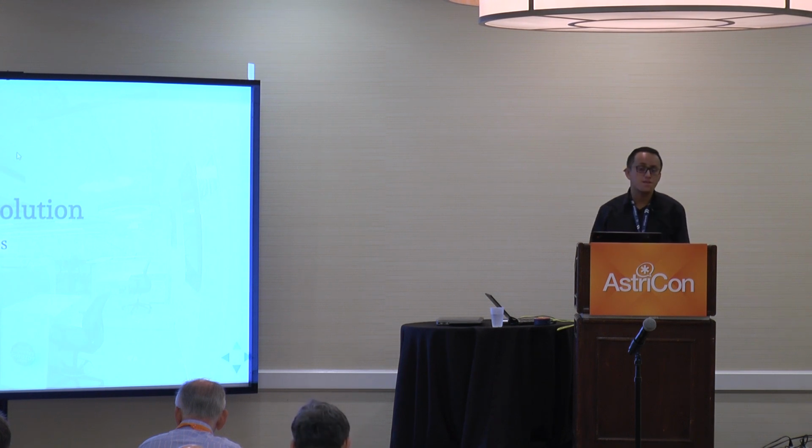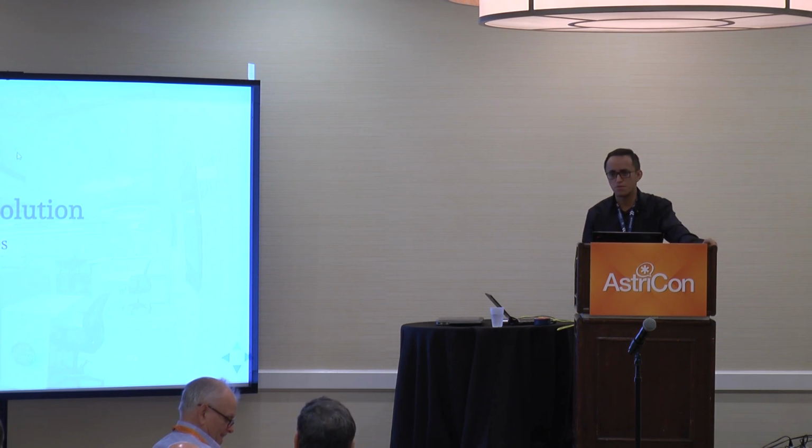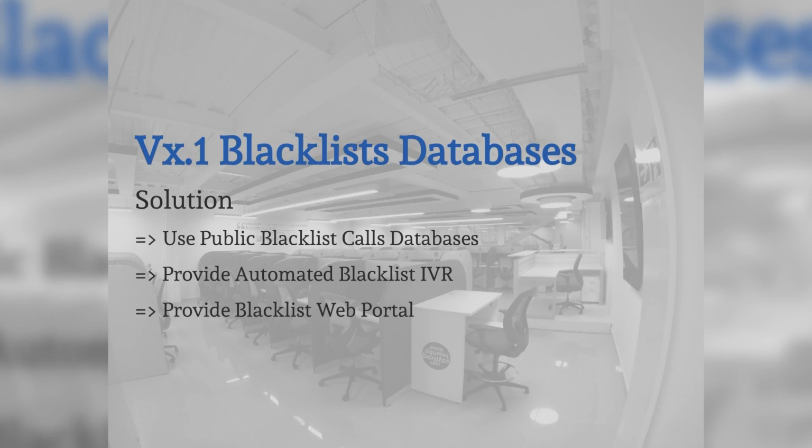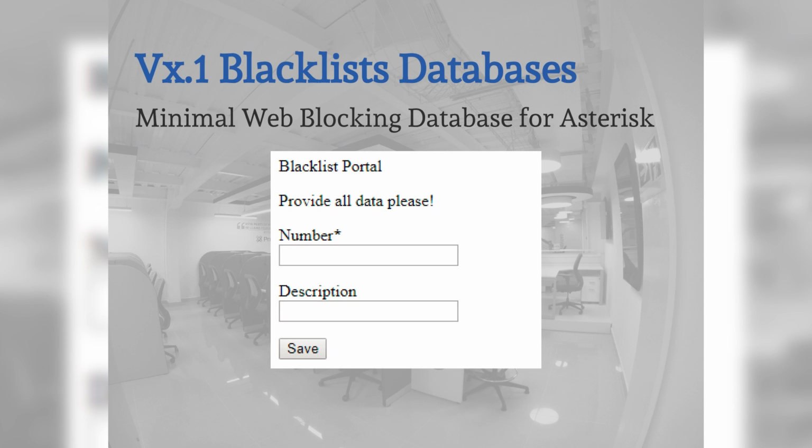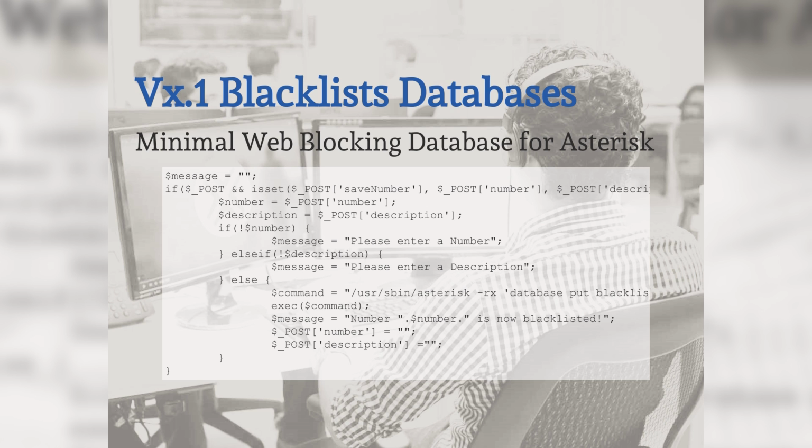The solution was blacklist databases, as everyone does. Everyone says, well, if you don't want a number, blacklist it, and there's no problem, right? So the first solution that we proposed was using public blacklist call databases, also provide some automated blacklist IVR, and provide blacklist web portals to the users. So we did a little web login database portal that has just a PHP that only saves the number and the description. If you are using FreePBX, you can use the blacklist feature, which is an SQLite database into the Asterisk, and it blacklists the number.